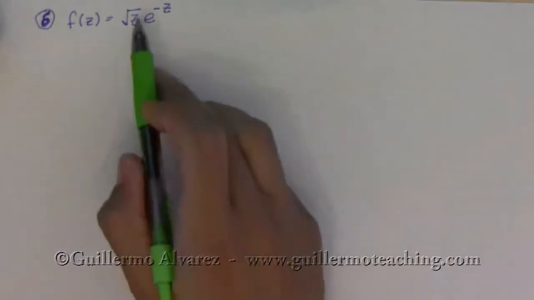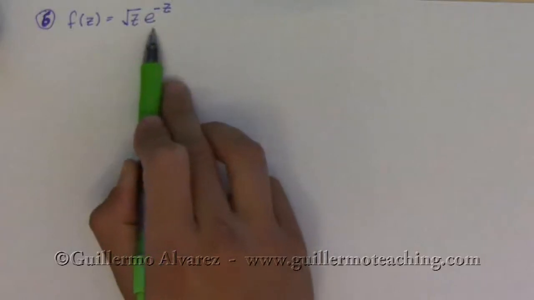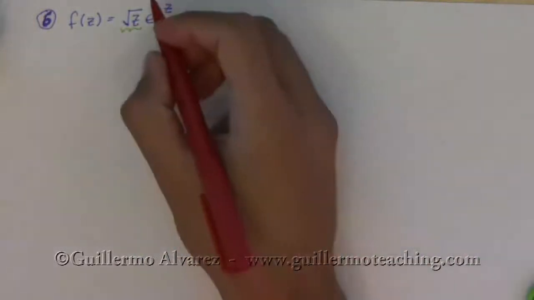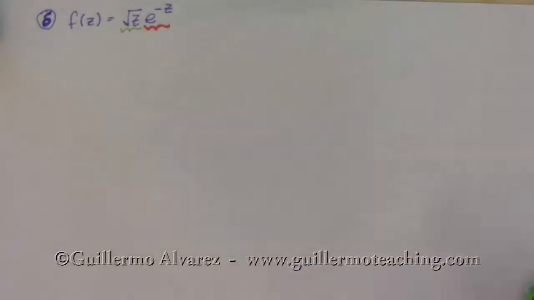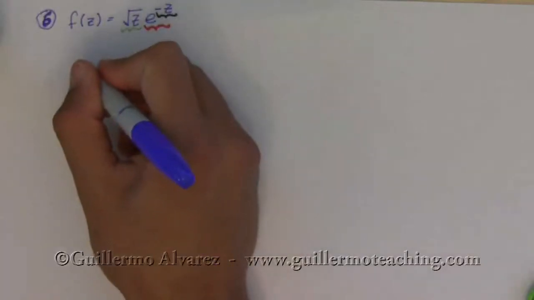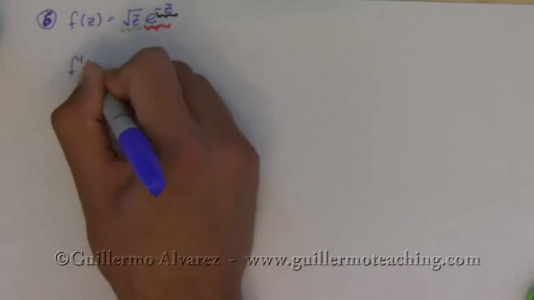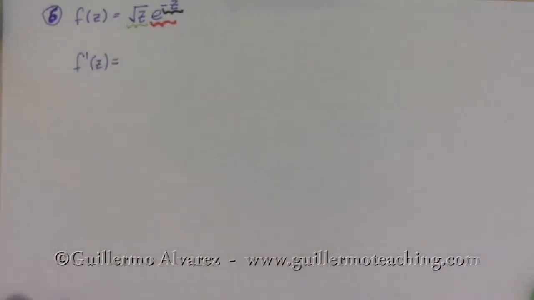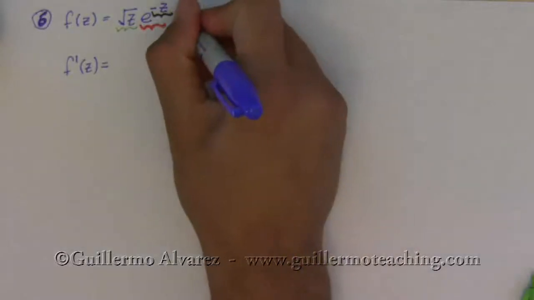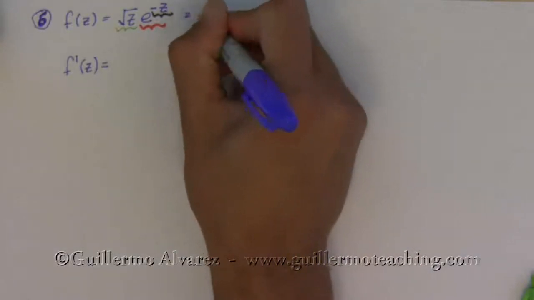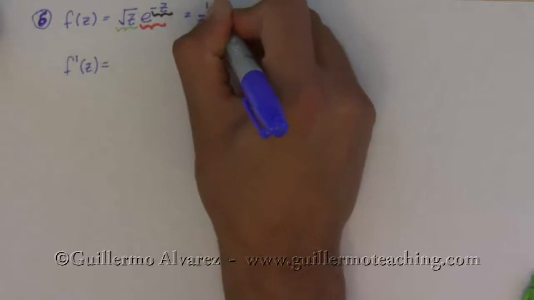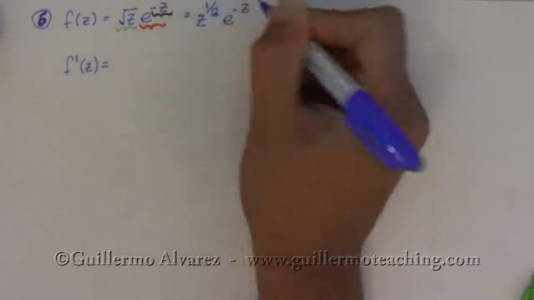So here's another example where we're multiplying two different functions, so we have to use the product rule, and inside of the product rule we're going to have to use the chain rule. Okay, so we're going to use the product rule. So remember, the first thing is anytime we have roots, we're going to write it as fractional exponents. So instead of square root of z, it's going to be z to the 1/2 e to the minus z.